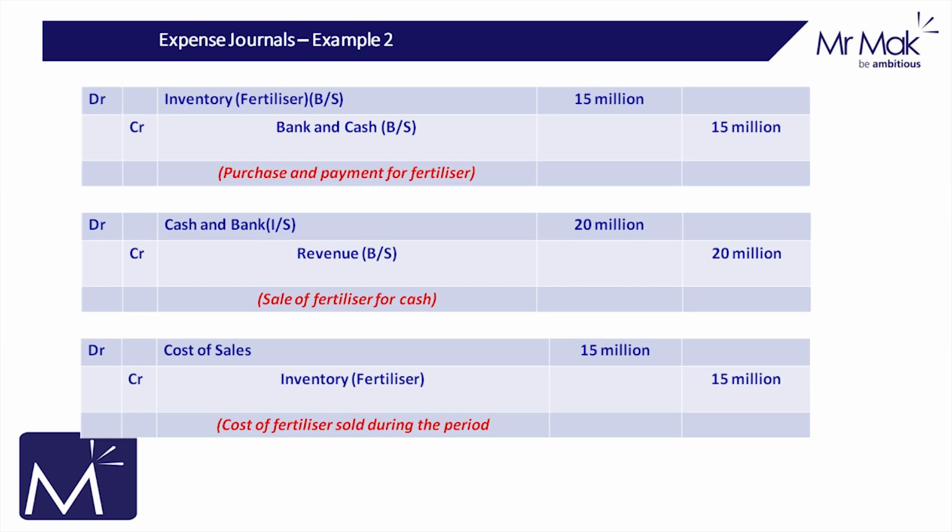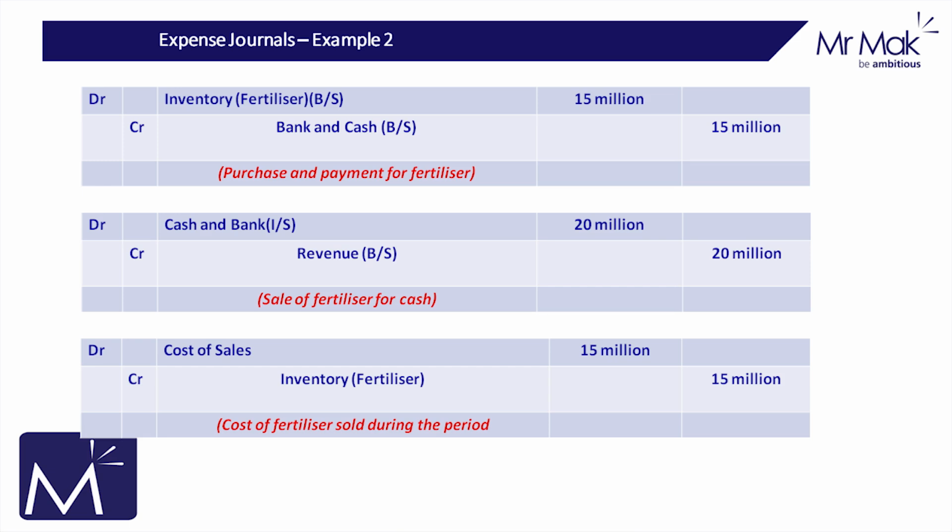Firstly, when they purchased the fertilizer, they would have debited inventory, $15 million, to show that they now own this fertilizer. And because they had paid for cash, they would credit the bank and cash account by $15 million to show the money that went out to pay for the fertilizer.